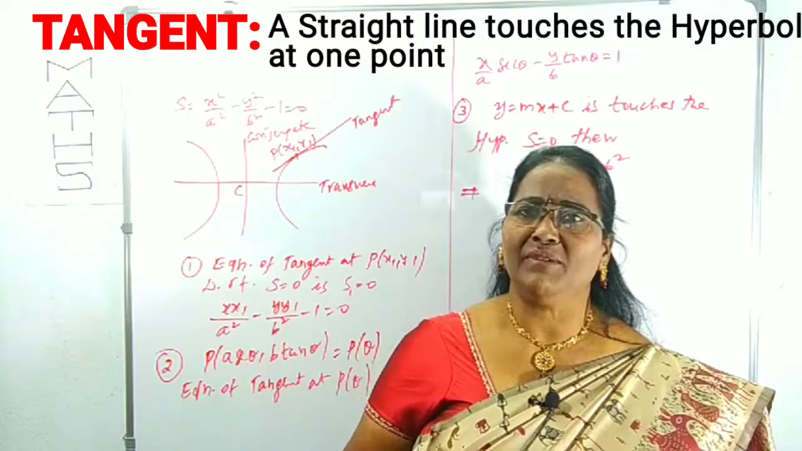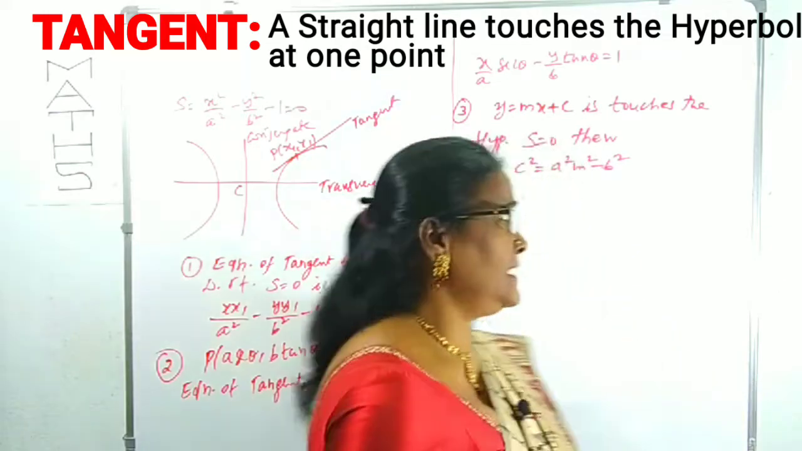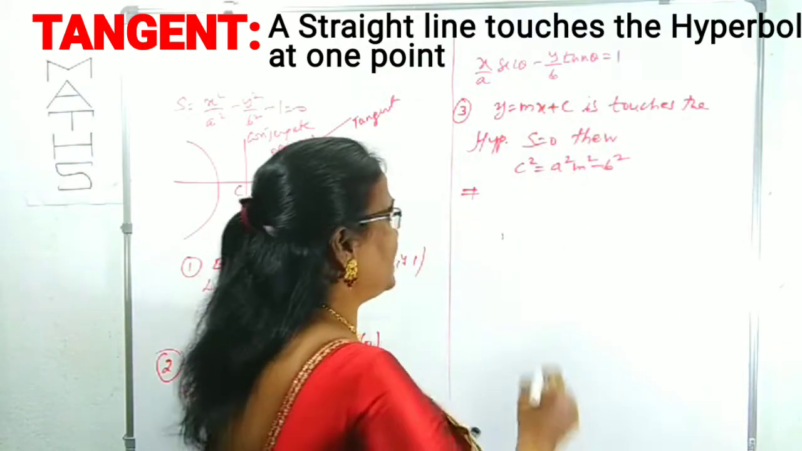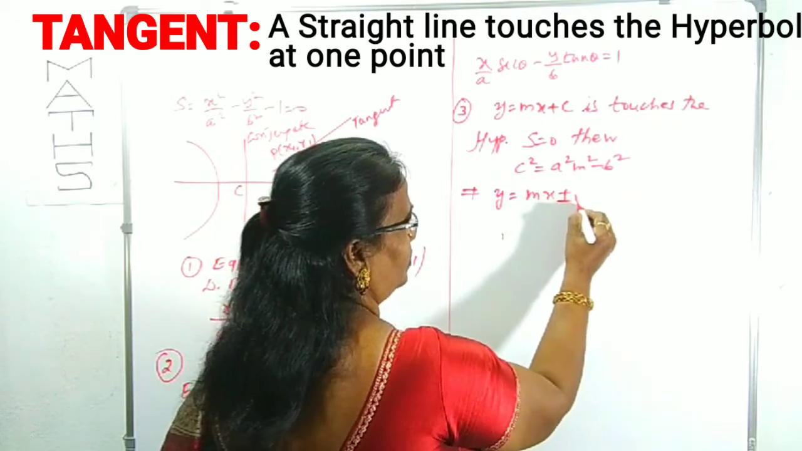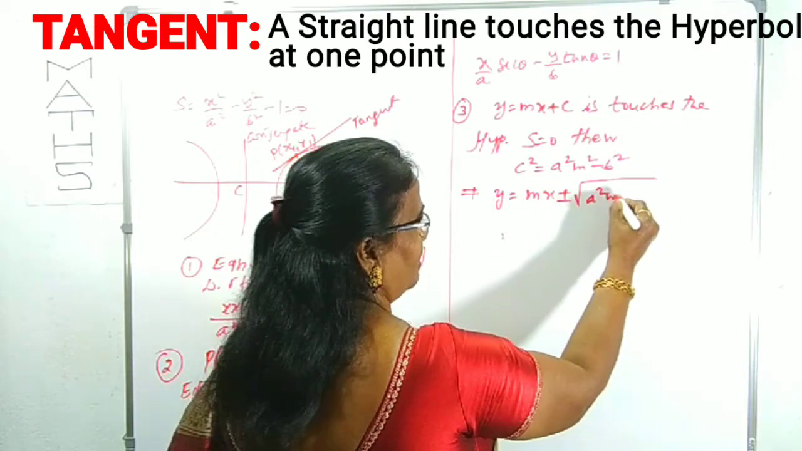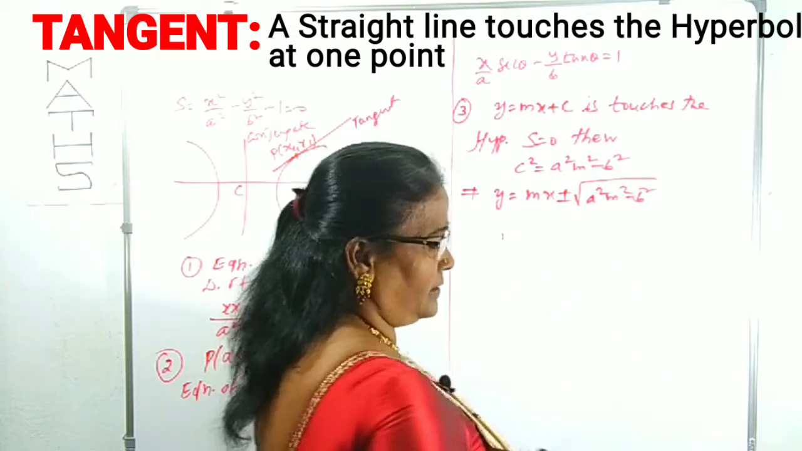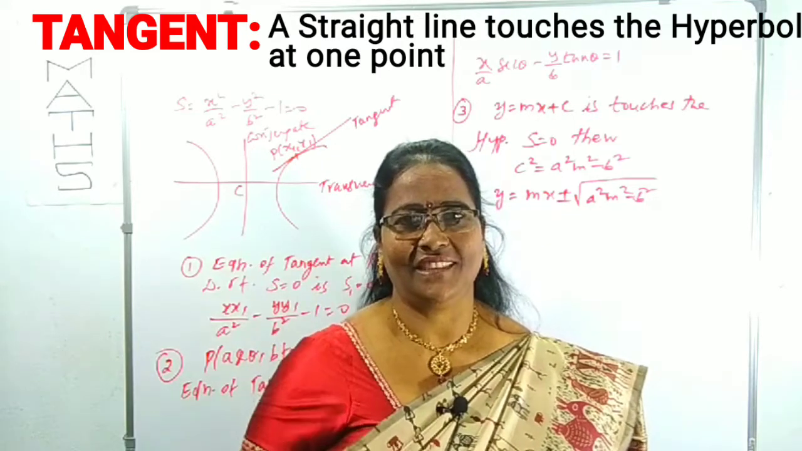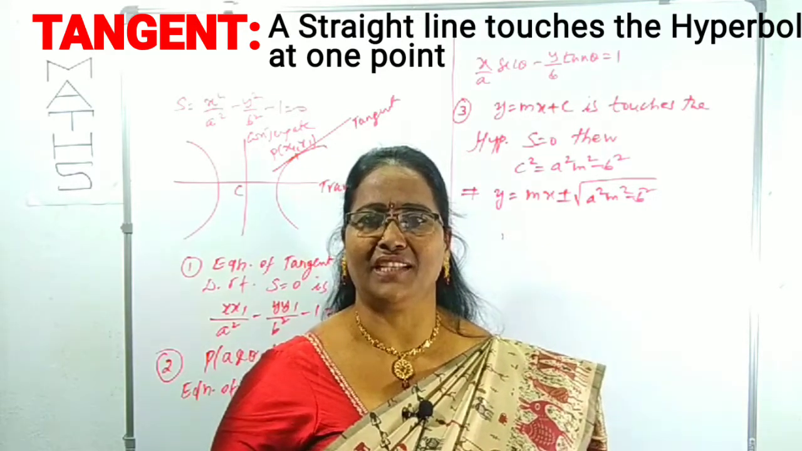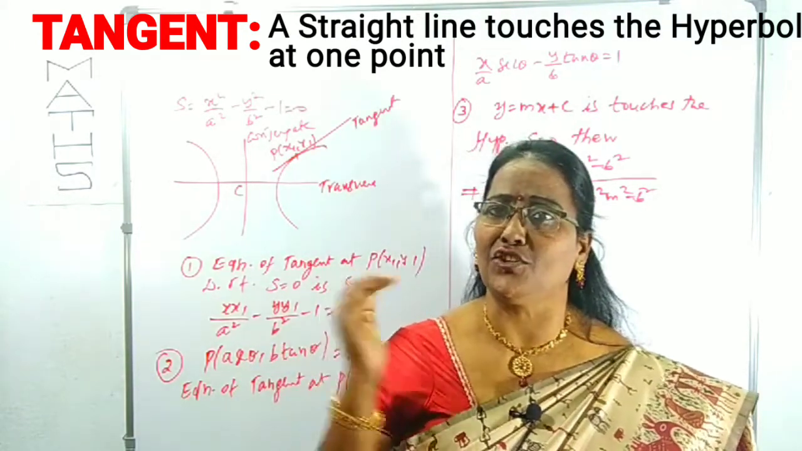Root over means it will be plus or minus. Then this equation becomes what? In place of c we can replace y = mx ± √(a²m² − b²). This is one more form of the tangent. That is the equation of tangent. It is called the equation of tangent in slope form.